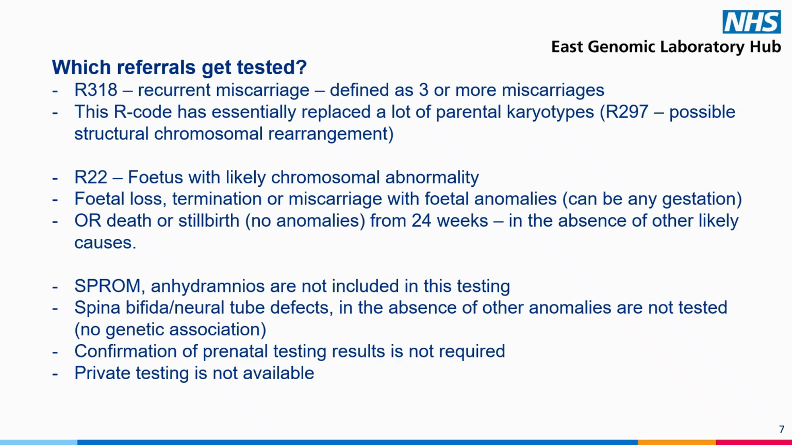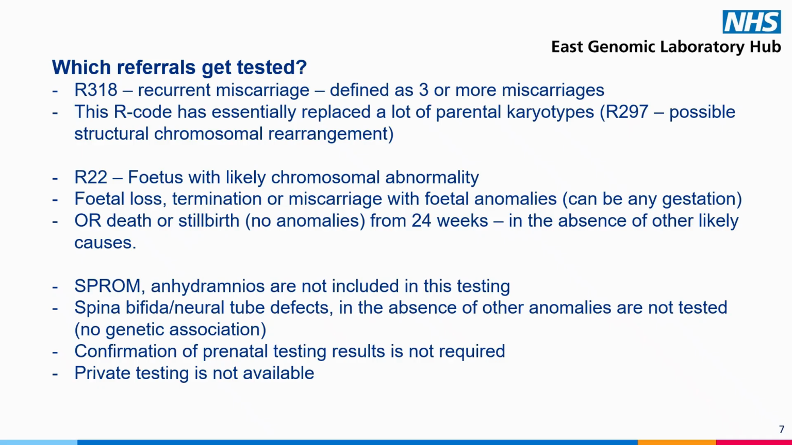This R code has essentially been used to replace a lot of parental karyotypes. For those of you that remember life before the test directory, we used to karyotype a lot of couples who'd had recurrent miscarriages to look for chromosome abnormalities or balanced rearrangements within the parents. This is considered not such an efficient way to do it, and we should be looking at the pregnancy losses themselves. Recurrent miscarriage has been defined by the Royal College of Obstetrics and Gynae, I think, and within our test directory is 3 or more miscarriages.